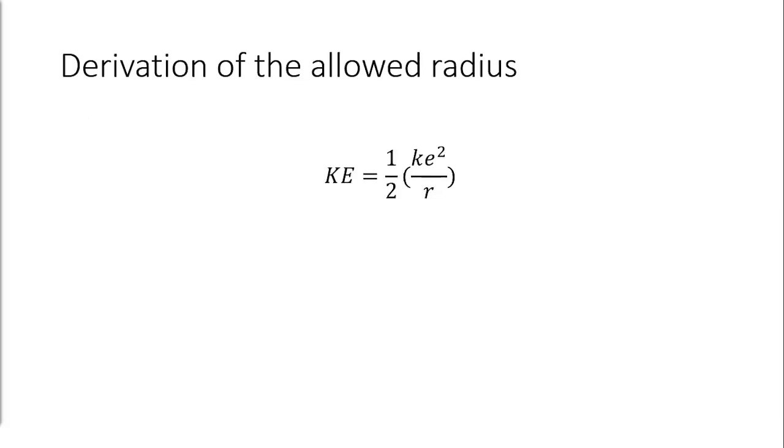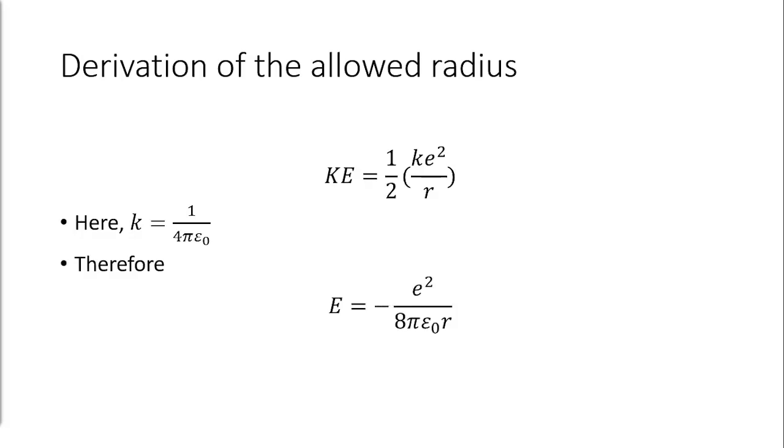K is equal to 1/4 pi epsilon naught. We have E equals negative e squared all over 8 pi r epsilon naught, where epsilon naught is called the permittivity of free space. Each allowed orbit will and can only contain a discrete amount of energy. Hence it is otherwise called energy levels.